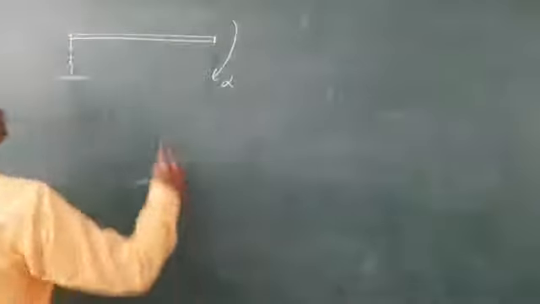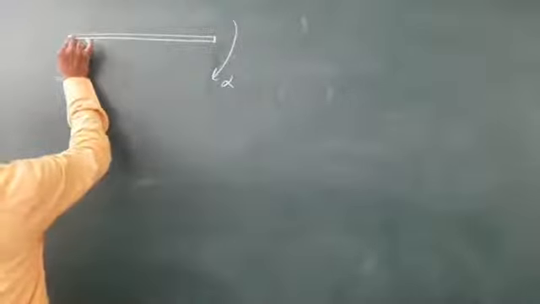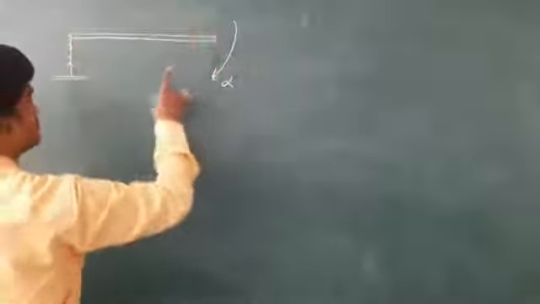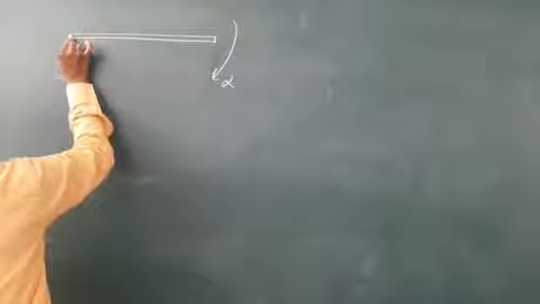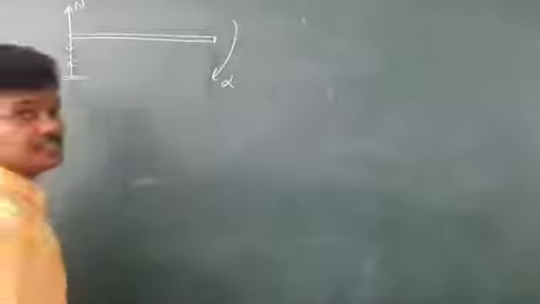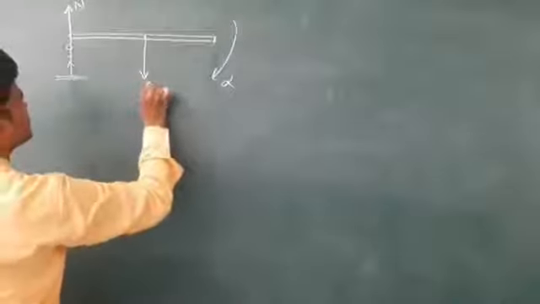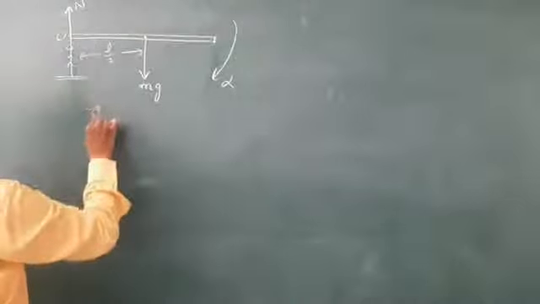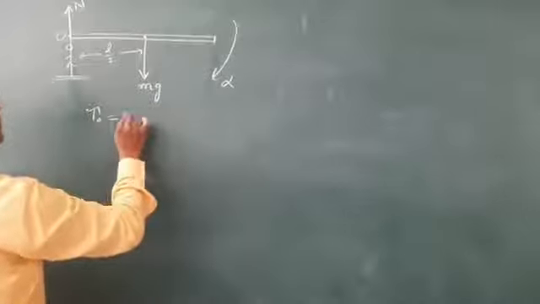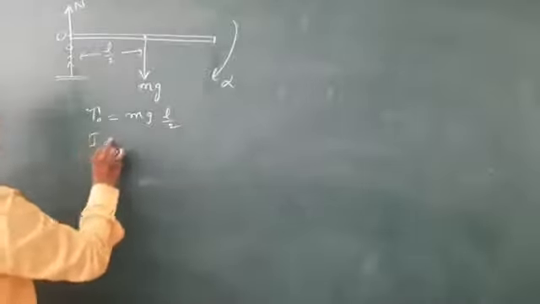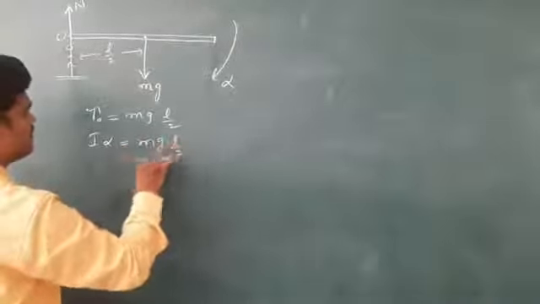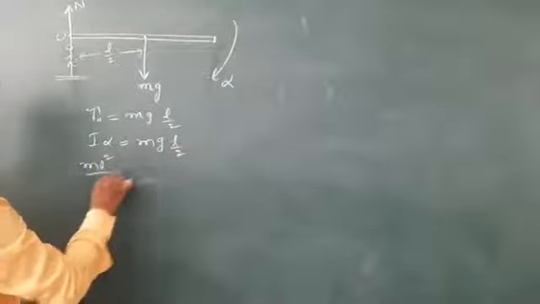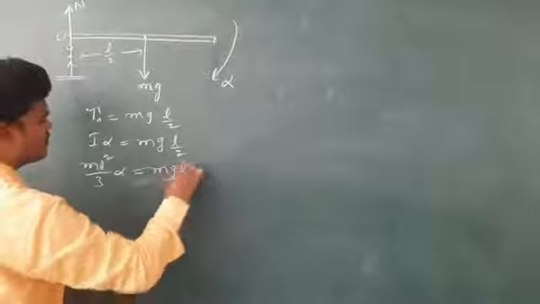To find this, the person will experience some normal reaction force N upwards in the initial direction. Once it is rotated, maybe the reaction is like this, N. The target is to find the N value. The weight of the rod acts vertically downwards at L by 2. Now take this as O, and take torque about O. Same process: torque about O is mg L by 2, equal to I alpha, and I is ml square by 3.